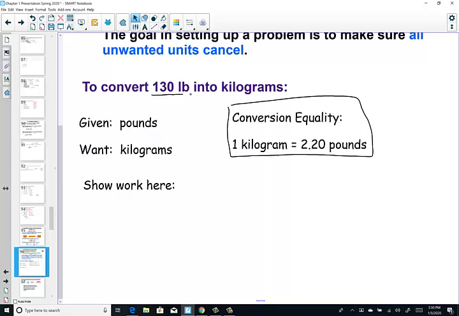Notice what unit we are given. We are given the pounds. And what unit do we want to cancel or end with is the kilogram. So step one, what I recommend, right, that's given.